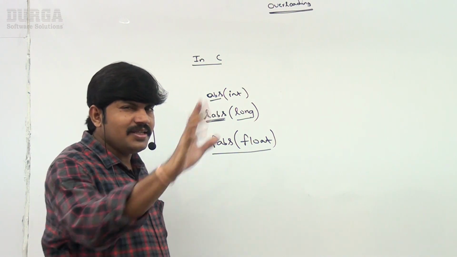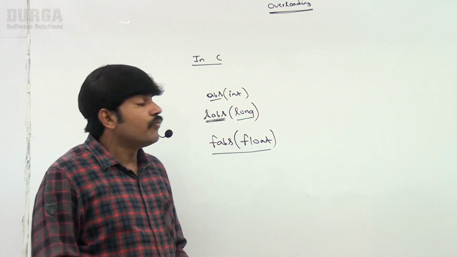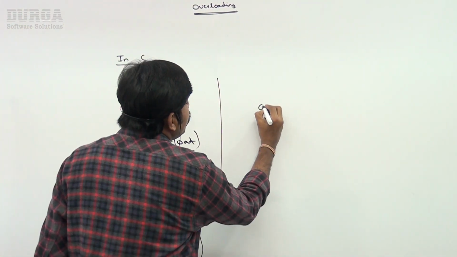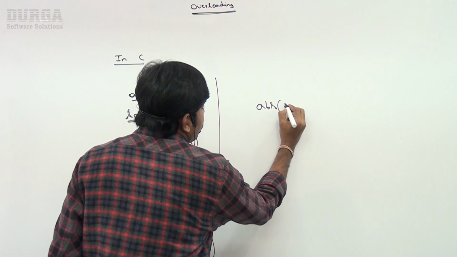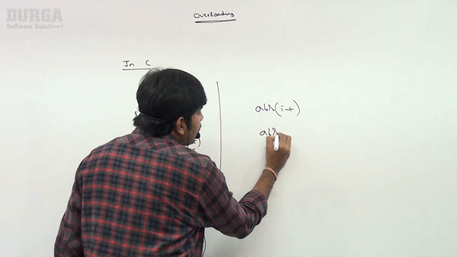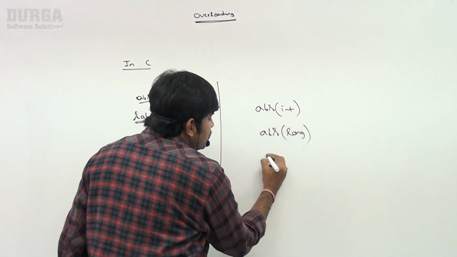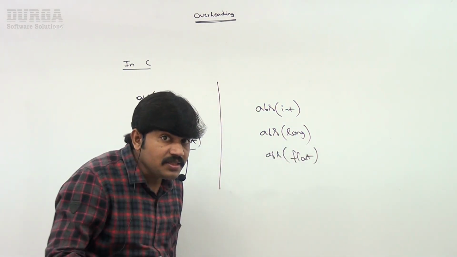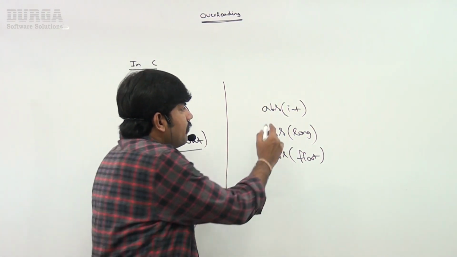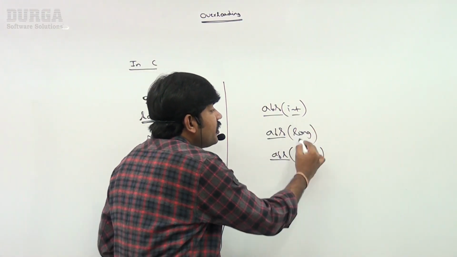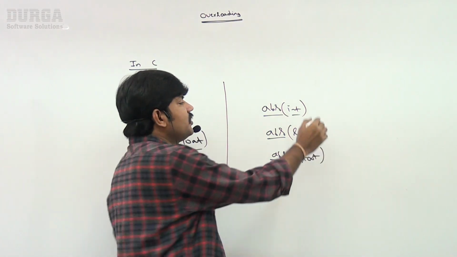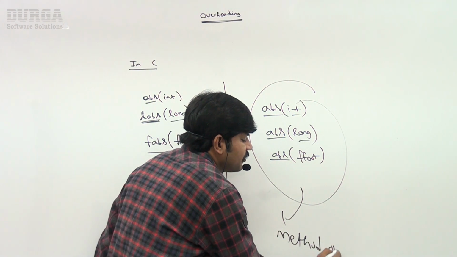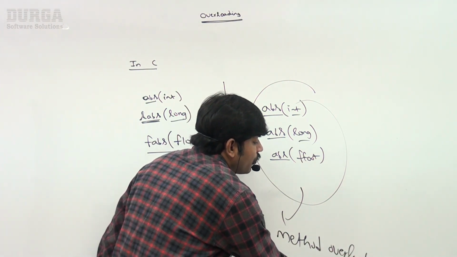But in Java, we do not have any such complexity. In Java, you can take the same abs method for int type, the same abs method for long type, and the same abs method for float type also. Because in Java, multiple methods with the same name but different argument types are allowed, which is nothing but method overloading. This concept is nothing but method overloading.